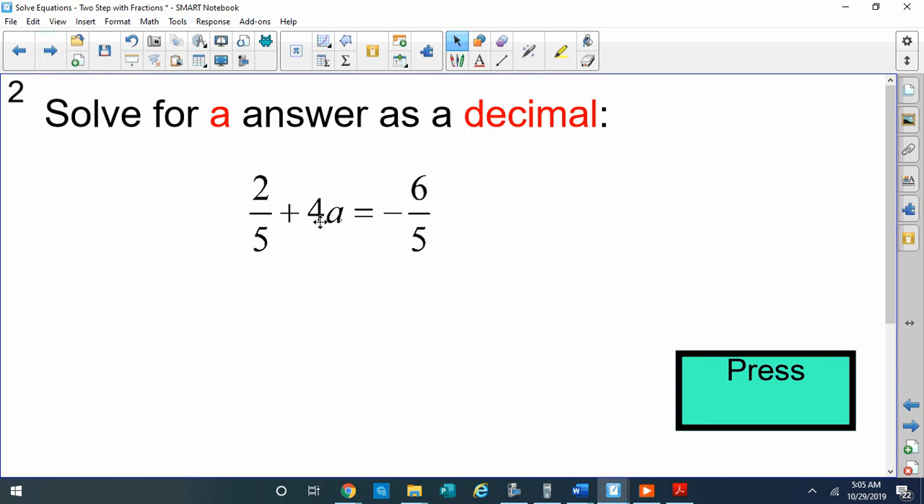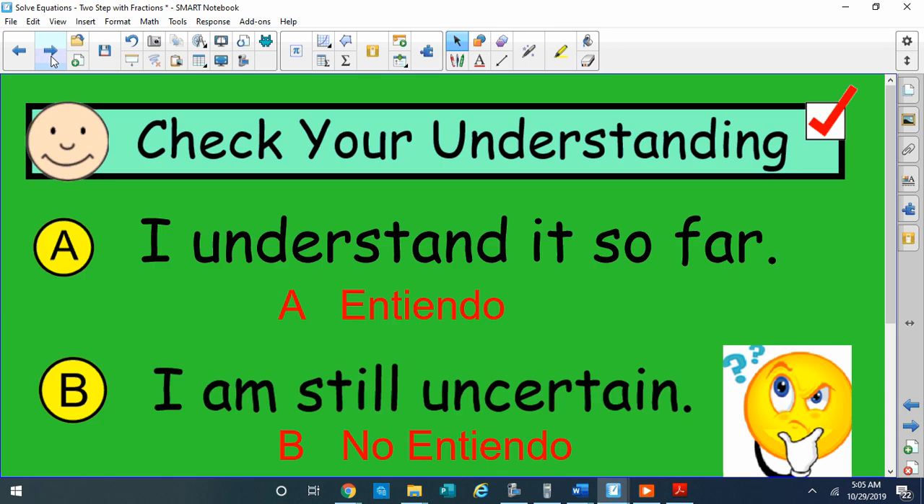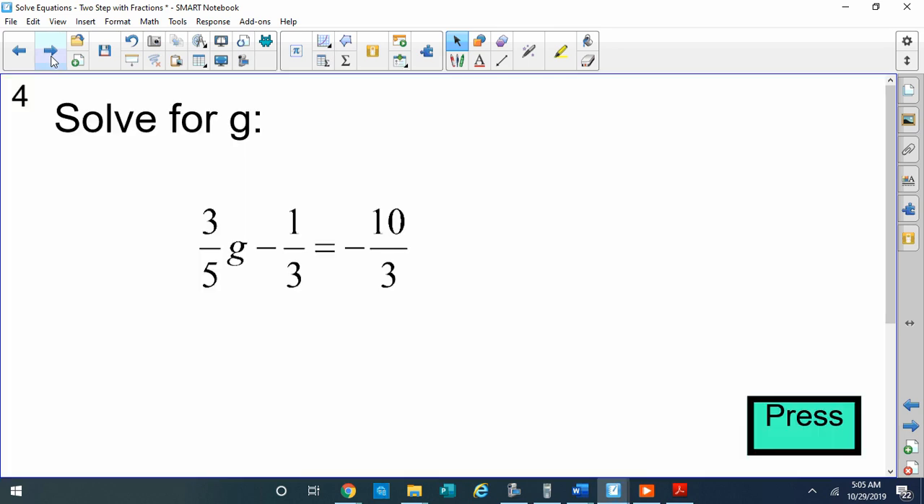Notice the terms have been moved around a little bit. Usually the variable is up front, so don't let that scare you. Check your understanding. Hopefully you're getting everything right. Rewatch the video, write down your questions. Here's another question that you can practice.